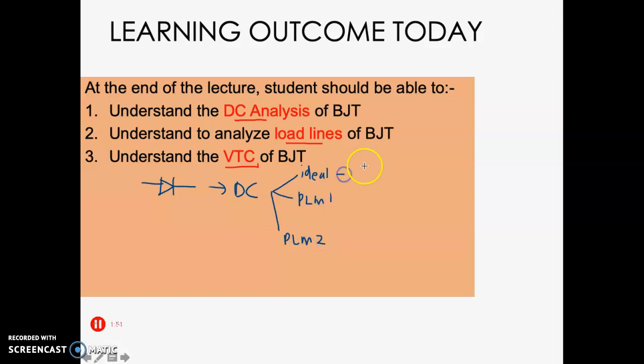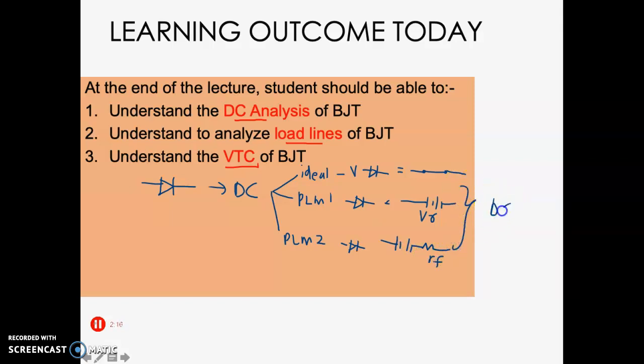So for the ideal model, you're going to replace your diode with a short circuit. So this is your diode, you're going to replace it with a short circuit. How about PLM 1? You have a diode, you're going to replace it with a voltage source that we call V gamma. For the third one, the voltage source with the RF. So the whole here we call DC analysis.